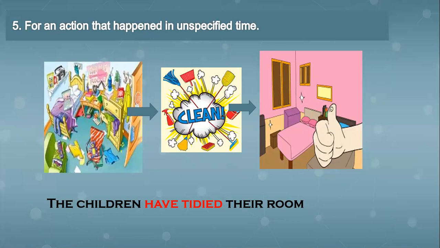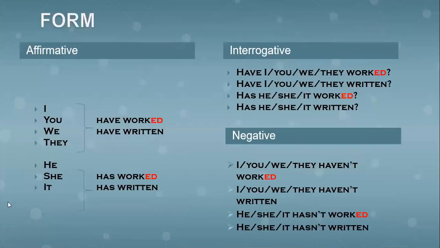Like we say, we have a very untidy room. This room is a mess. And after that, we see it very clean and tidy. So what happened? The children have tidied their room. Do we know when exactly they did? No. But we see the result. We know that they did the action. So we say that the children have tidied their room. We speak about it in the present perfect. Okay? So here are the uses of the present perfect tense.